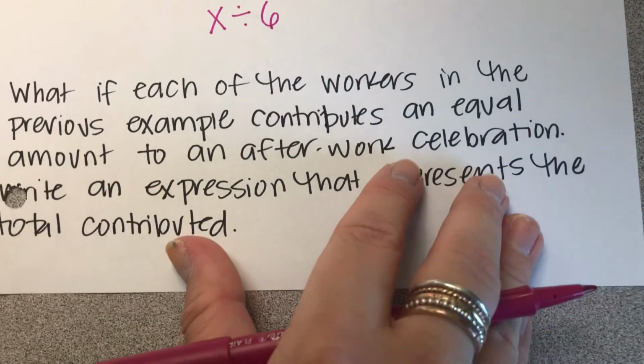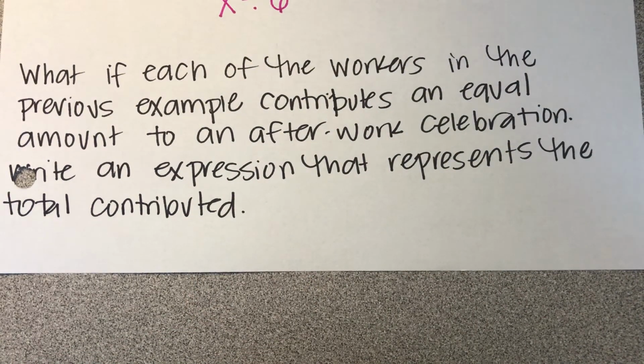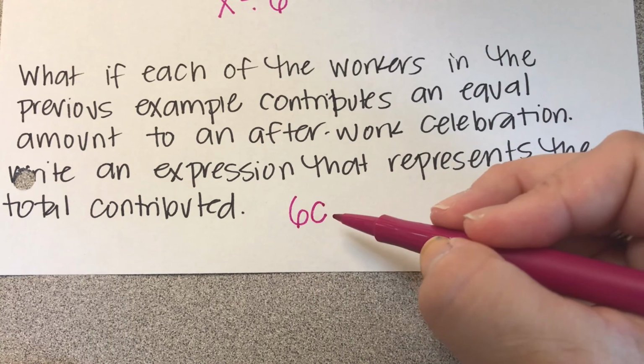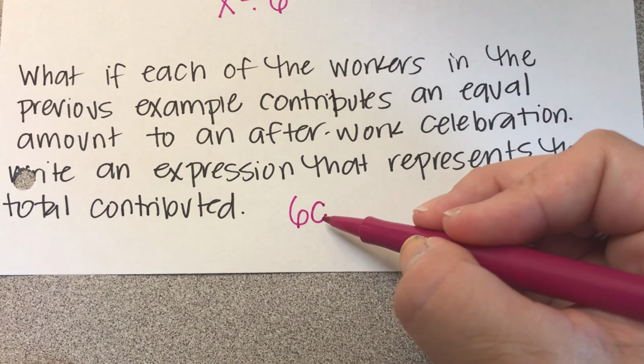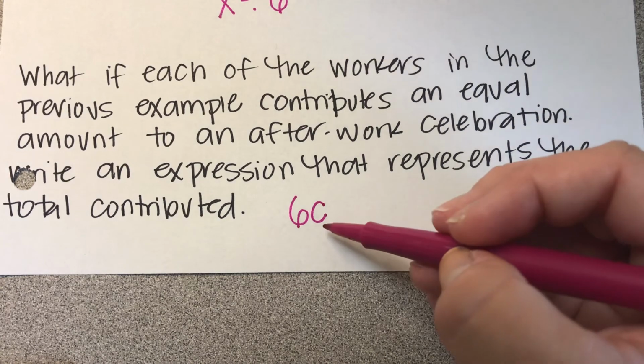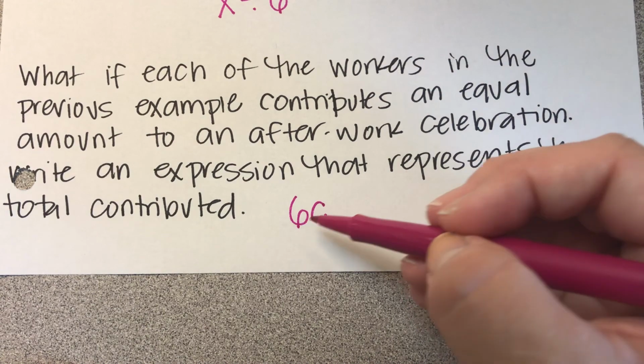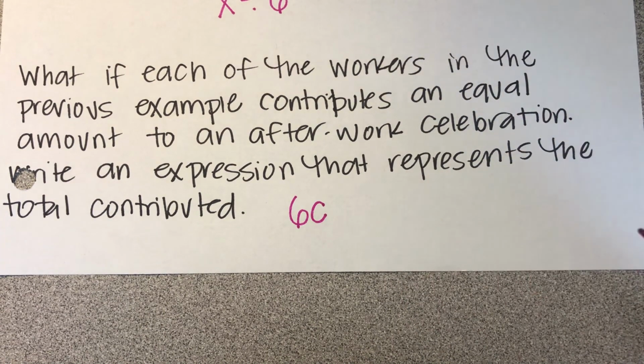And then the last example says, what if each of the workers in the previous example contributes an equal amount to an after-work celebration? Write an expression that represents the total contributed. Okay, so how many people are there? 6. And how much are they each giving? We don't know. Let's just say C, right? 6 times the equal contribution of C is going to give us the total for the party. If everyone gives $10, 6 times 10 is 60. If everyone gives $1,000, 6 times 1,000 is 6,000. Okay, that's it.